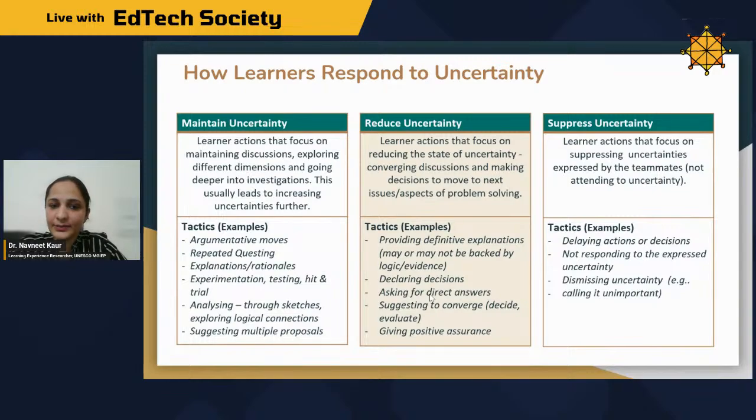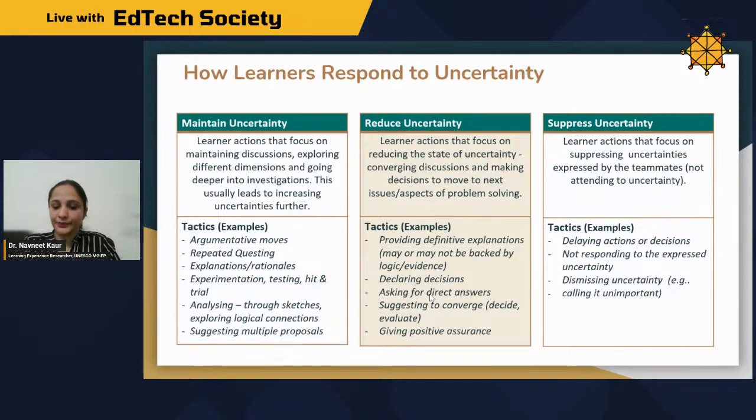Then you'll also find some learners who focus on reducing the state of uncertainty. The major focus is that we have to converge the discussions, we have to make some decisions, and we have to move to the next issue or the aspect of the problem that we are solving. So you'll find that learners immediately give some definitive explanations. It may or may not be backed by logic or evidence. Then they're declaring decisions, or maybe someone is asking for direct answers from their peers or teacher, or they might suggest to converge. So all these behaviors show that the learner is trying to reduce the state of uncertainty that they are in.